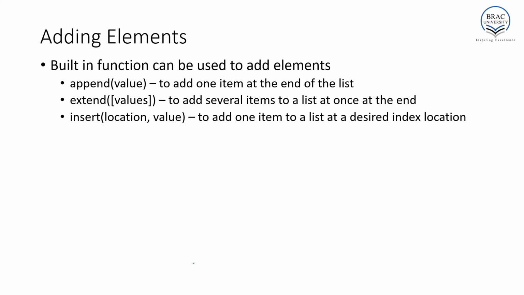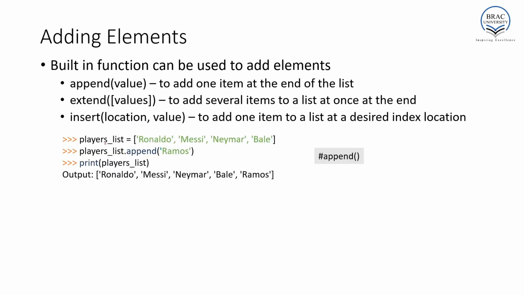We just saw how we can change the elements in a list. Let's see how we can add elements to the list. The first is using an append function, second the extend function, and the third is the insert function. The append function is used to add one item at the end of the list. So in this players list containing these 4 football players' names, to add Ramos at the end of this list, I need to use the append function.